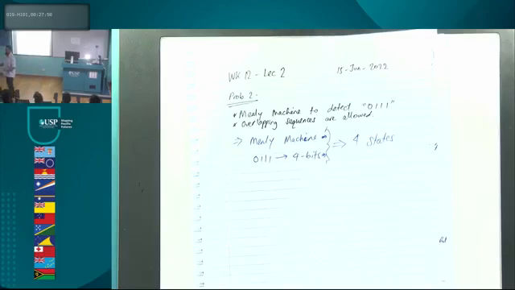3, 1 or 2? 2 flip-flops. So if there are 2 flip-flops, what is the maximum possible number of states? 4. So if it was just 0, 1, 1, what happens then? Is there an unused state? Yes, there is an unused state.